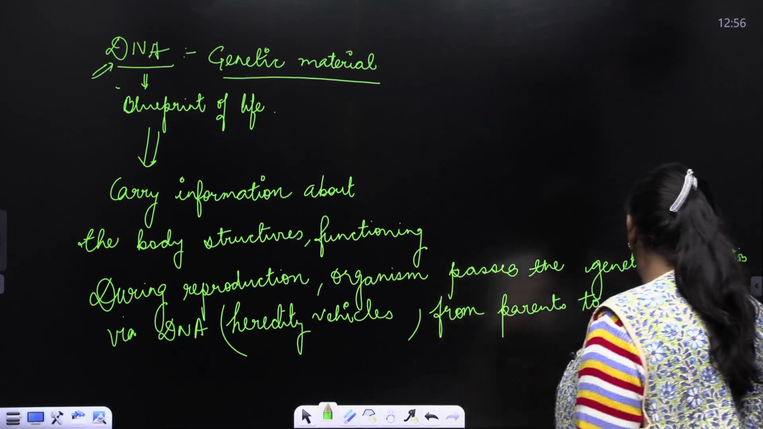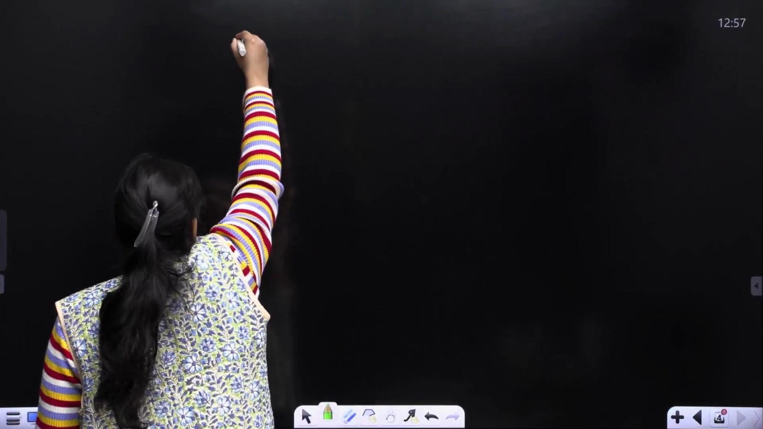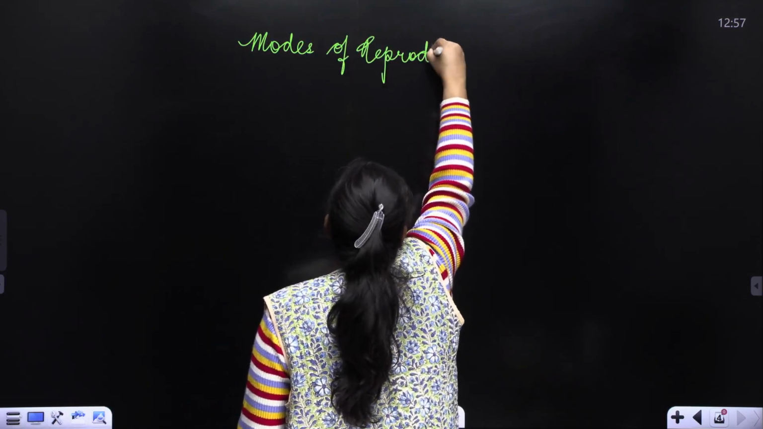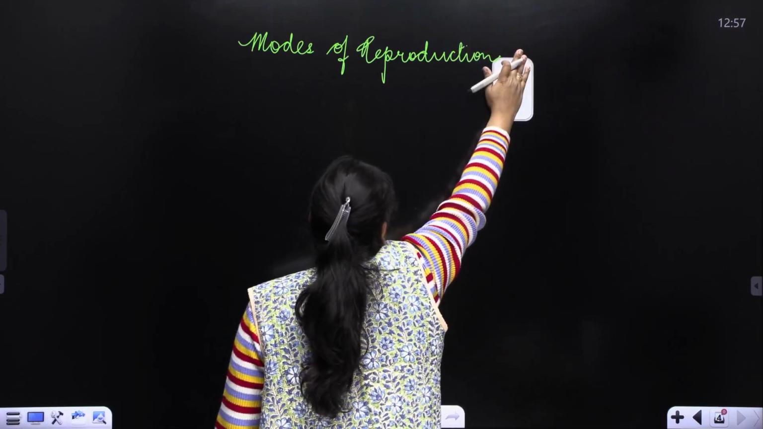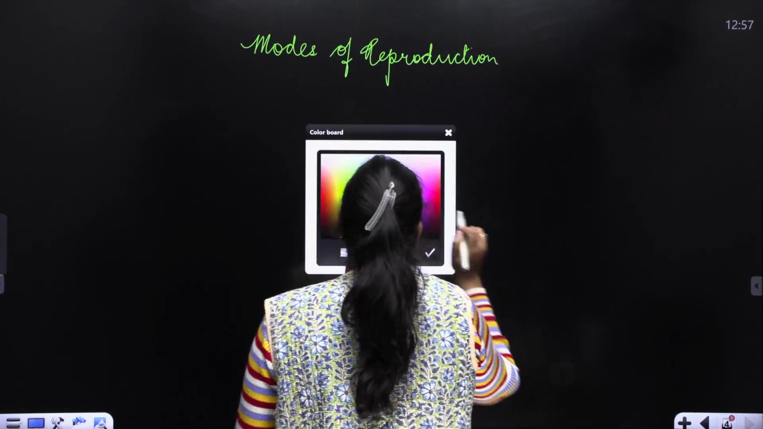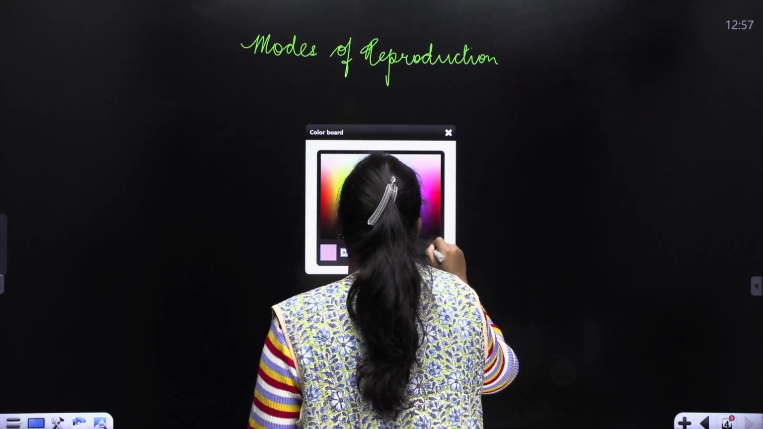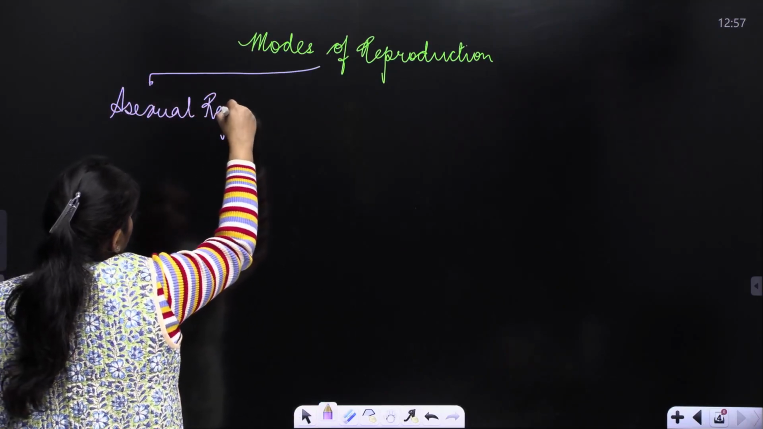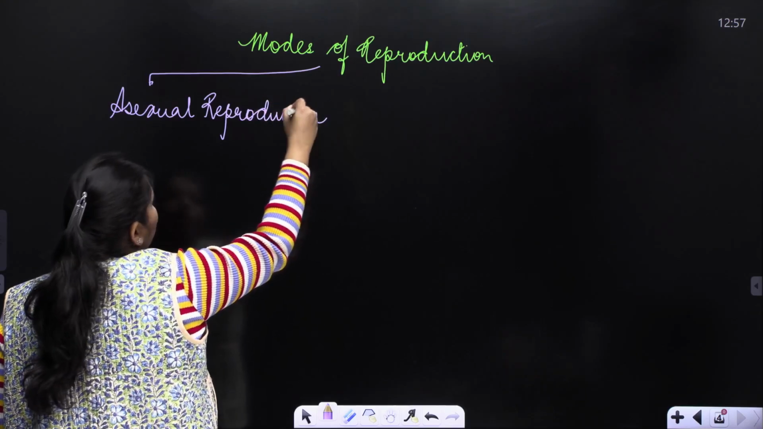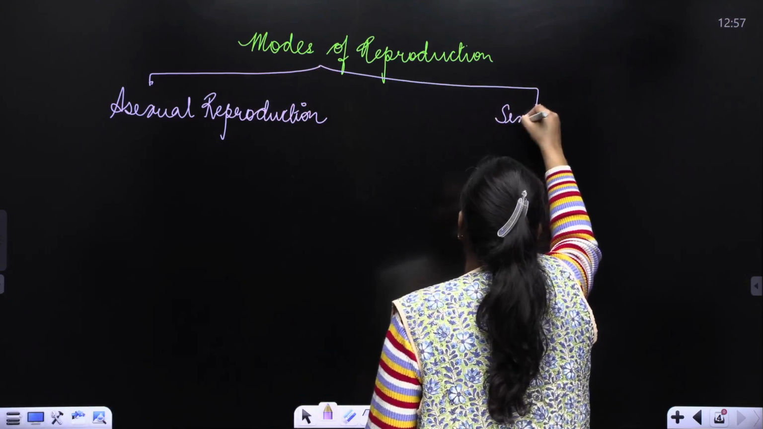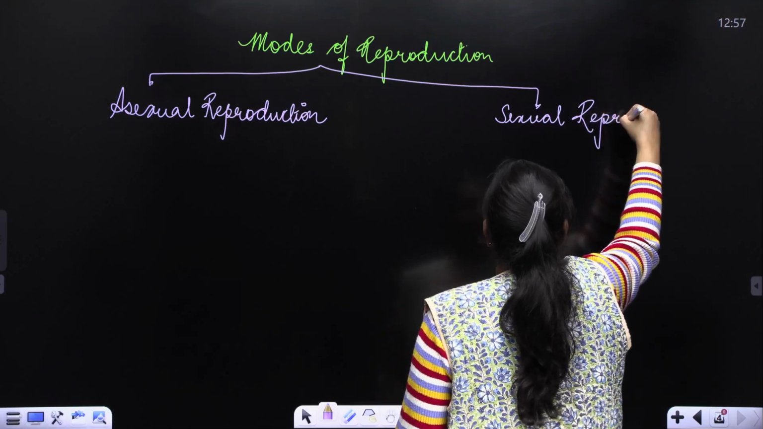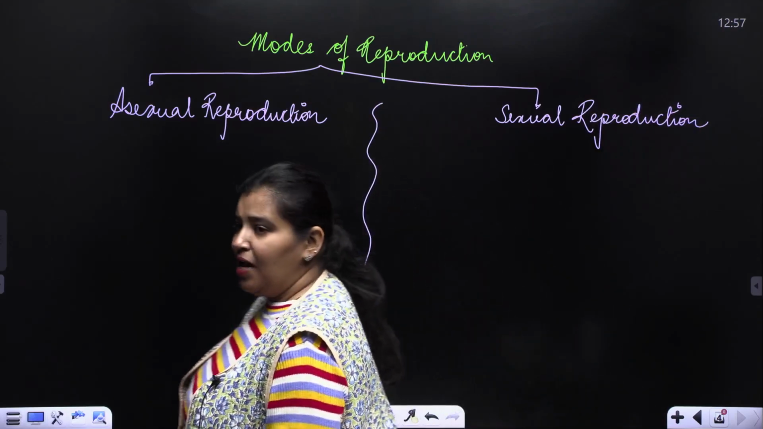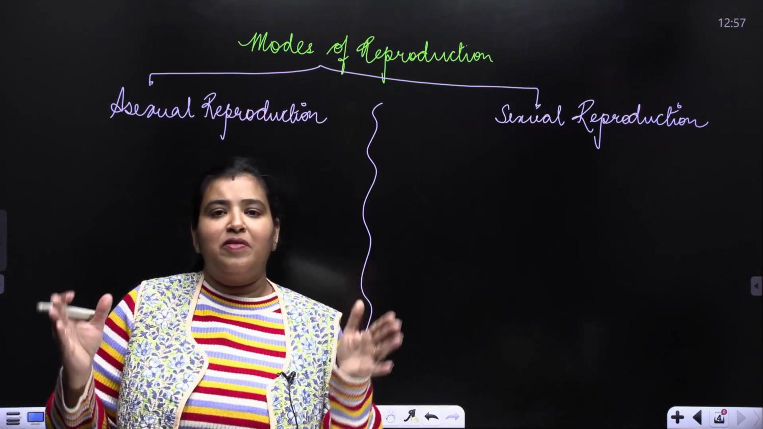All right. So let us move to the modes of reproduction. There are mainly two modes of reproduction. The first one is the asexual reproduction. And the second one is the sexual reproduction. Now, I've created the flowchart. I will write it in the form of differences, so you can easily keep it in your mind.